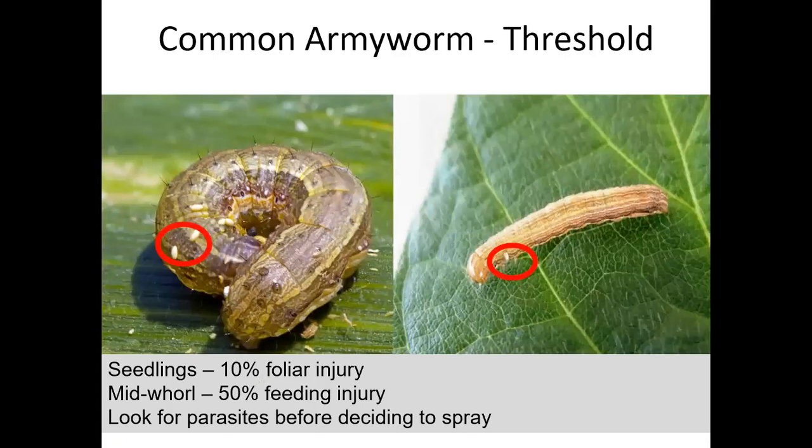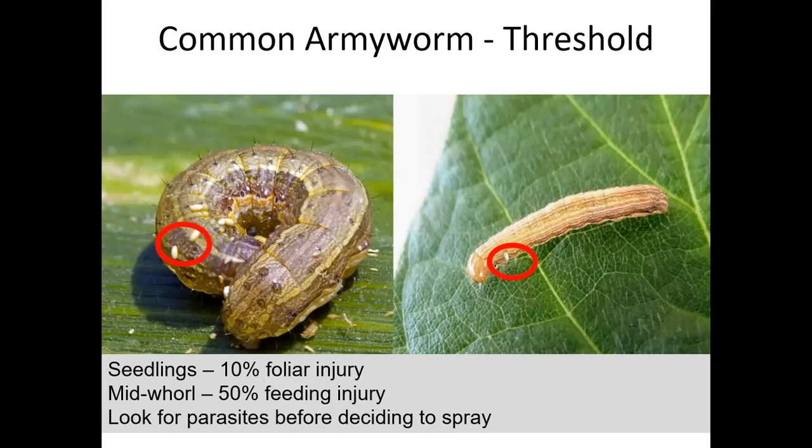When you're considering the threshold at the seedling stage, obviously they're going to be more susceptible to injury. So we're looking at a 10% threshold. 10% of the plants with damage or larvae is our threshold at the seedling stages. And once the plants reach mid-whorl, so about V6 to V8 onwards, then we're looking at about a 50% feeding injury.